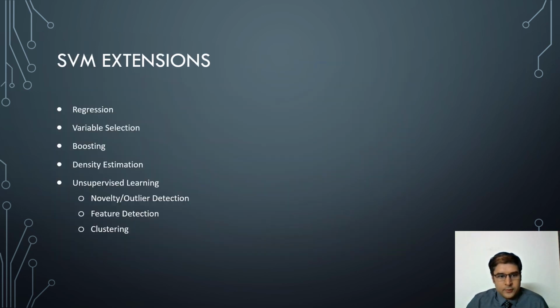Support vector machine extensions. We have seen that support vector machines can be used for classification, but as a special case, support vector machines can also be used for regression. We'll discuss that in future modules or example labs. And support vector machine can also be used for variable selection, boosting, density estimation, unsupervised learning cases, for example, novelty or outlier detection, feature detection, and clustering. So it can also be used for unsupervised learning in some cases, for example, clustering.